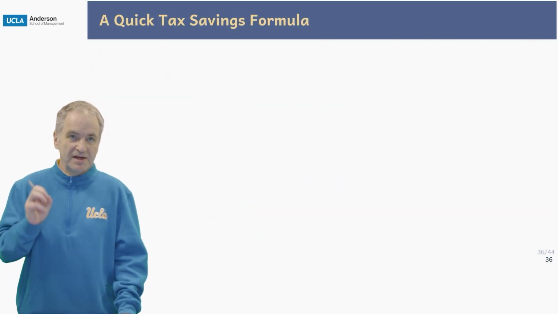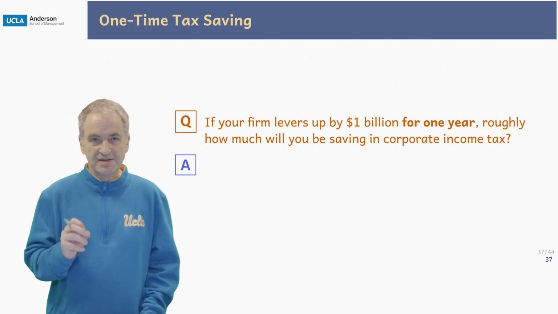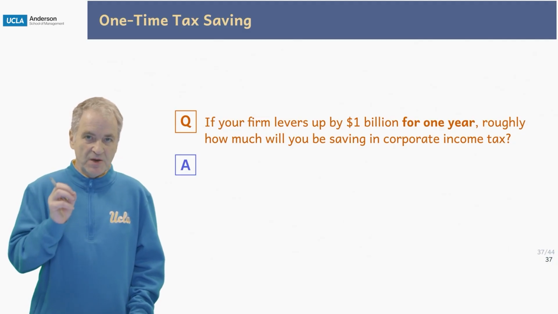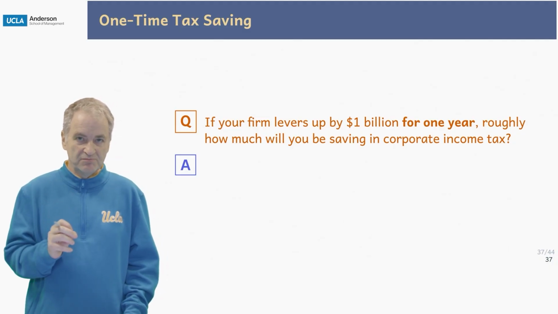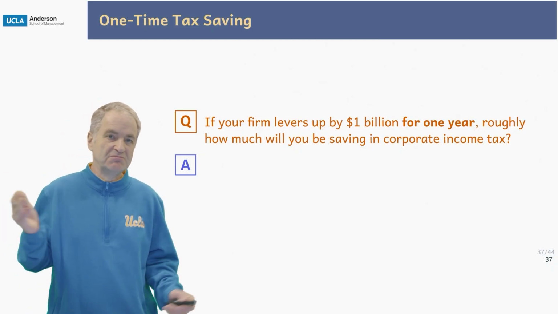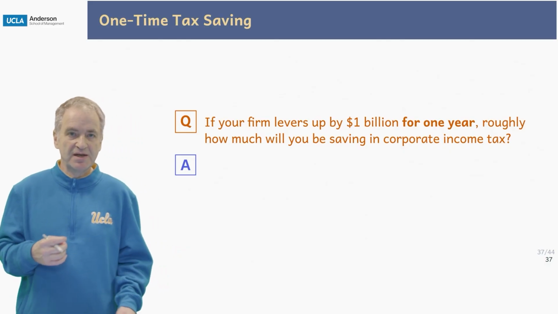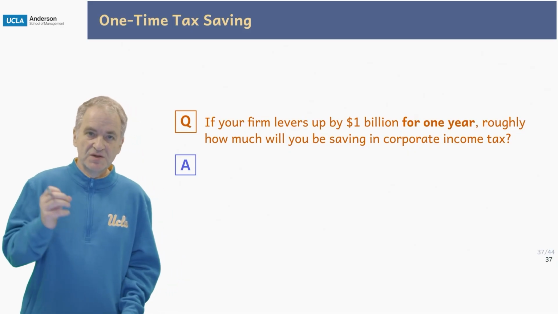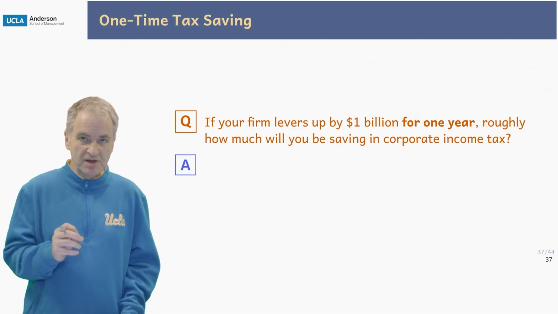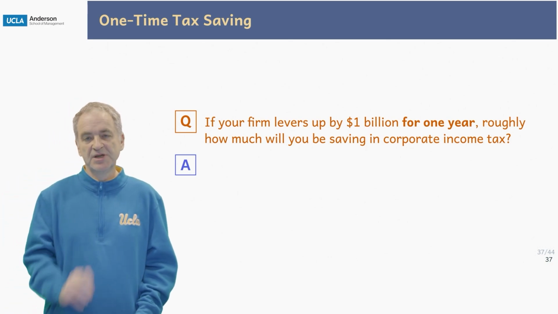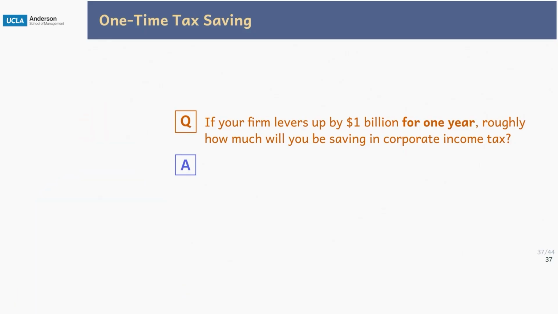Here is a real neato formula. It's a quick tax saving formula. Let's presume you have a firm. It levers up by $1 billion for 1 year. So it takes on debt for $1 billion, pays it out to shareholders in dividends or something like that, something that is not taxed. Well, it's not taxed because this particular owner is not taxed. So if the firm levers up by $1 billion for 1 year, roughly, how much will you be saving in corporate income tax? Please pause this video now, answer the question on a piece of paper, and then continue.